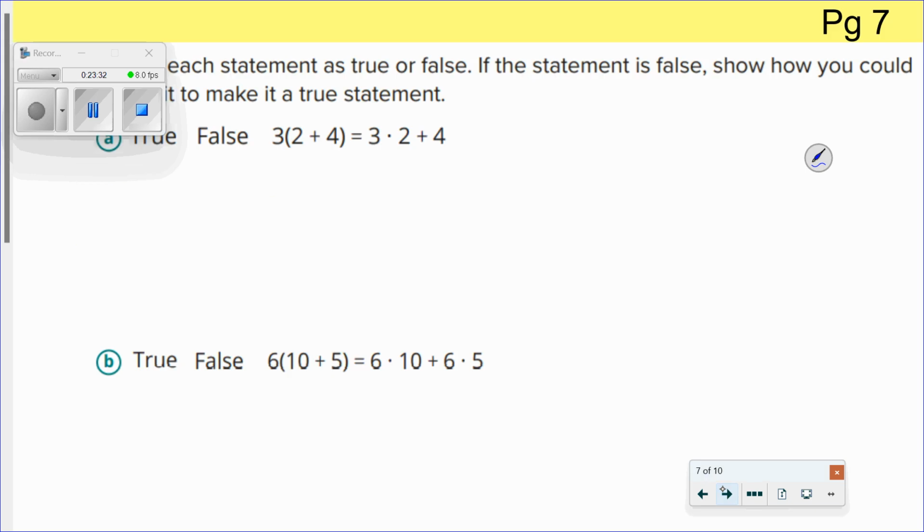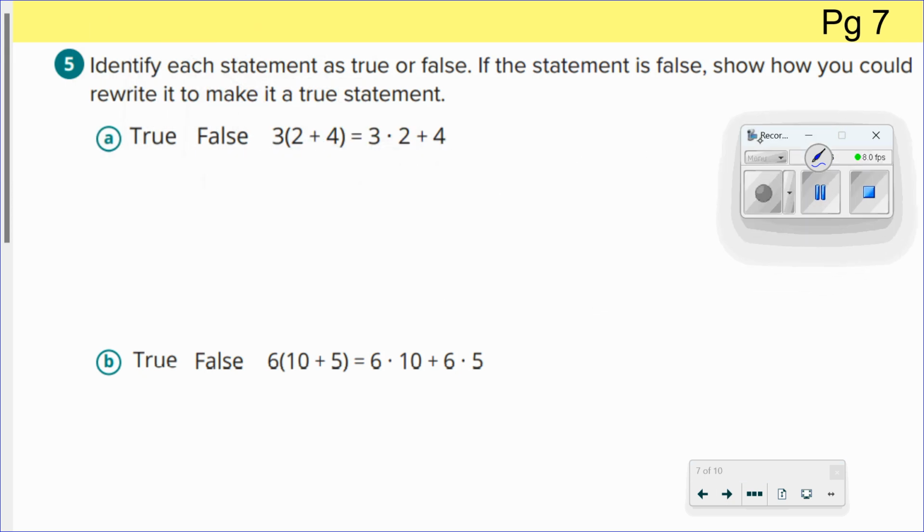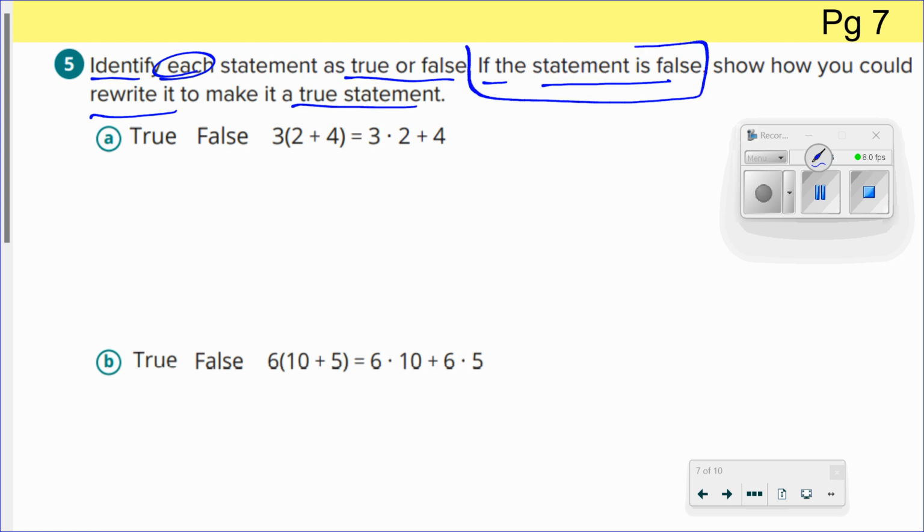Okay, let's go ahead and go to our next one. We're on page 7 now in your modules. We've now given you a lot of background, so now is your chance to show us that you're understanding this. So let's look at our instructions. We need to identify each statement as true or false. If the statement is false, show how you could rewrite it to make a true statement. So here's a big piece of the direction.